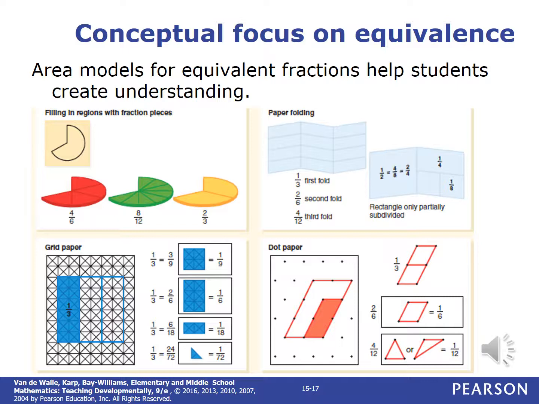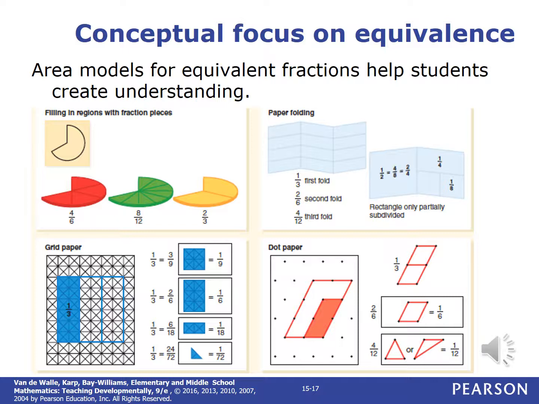This is the first time in a student's experience that they're seeing that a fixed quantity can have more than one name, and actually can have an infinite number of names. And the area models are an excellent place to start to begin to understand equivalence. There are several different examples of area models that are used on this slide to show students that you can have various names representing the same quantity.